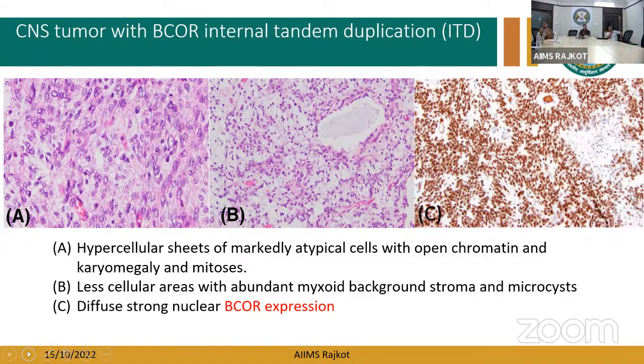This is the morphology. Oval spindle cells can be seen, markedly atypical. Mitosis will be there, myxoid stroma, and strong nuclear BCOR expression will be there.